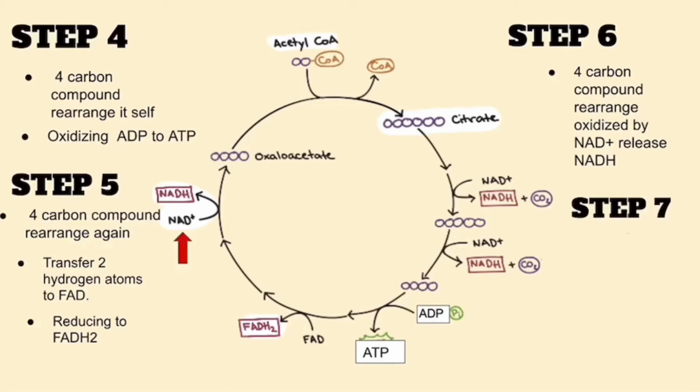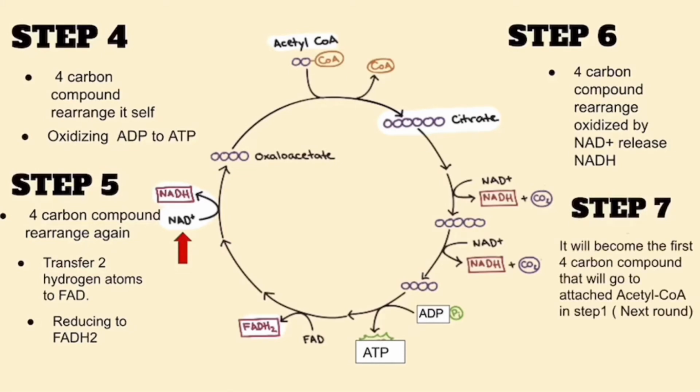Step 7. The result from step 6 will become the first 4-carbon compound again that will go to the acetyl-CoA in step 1 to make the next round of the cycle.